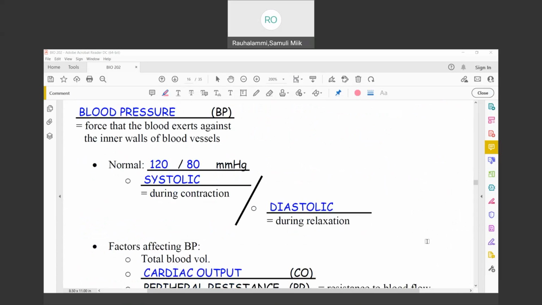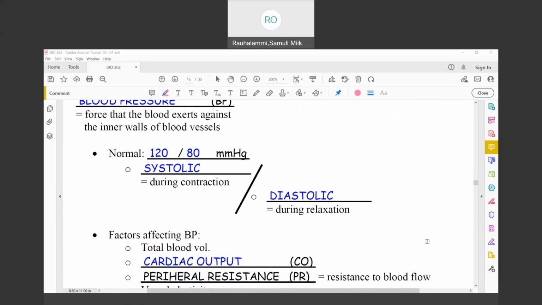We discussed a little bit about blood pressure. Blood pressure is measured in two values. The higher systolic value is the value we get during the contraction of the heart, and the lower diastolic value is the value we get during the period of relaxation of the heart. Typically 120 over 80 millimeters of mercury.